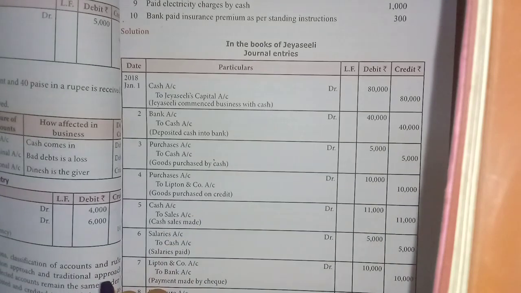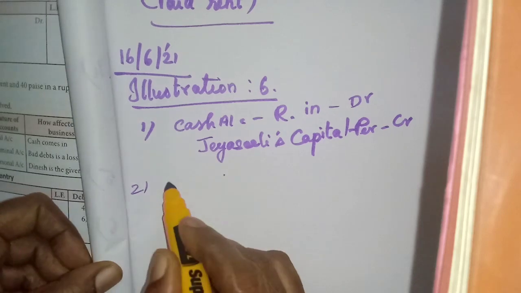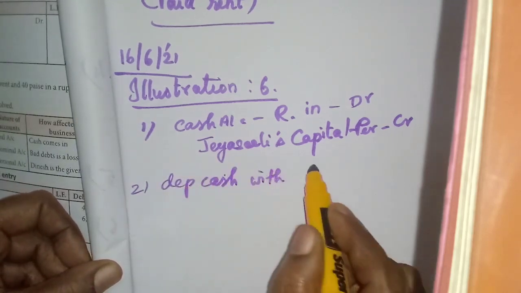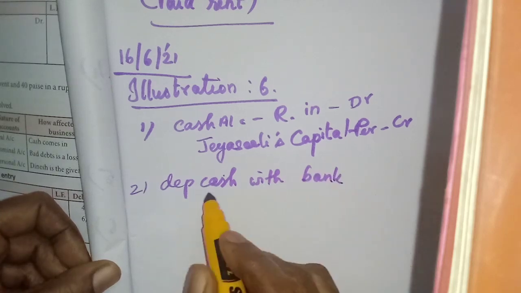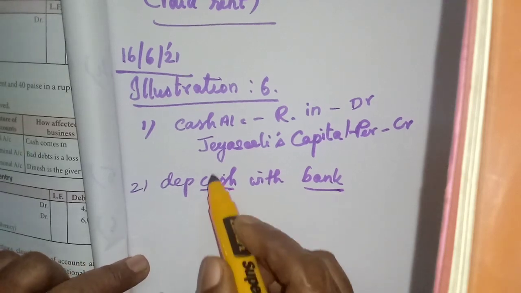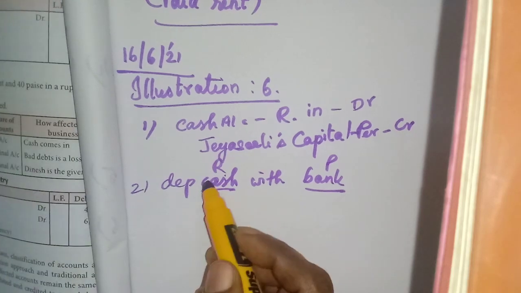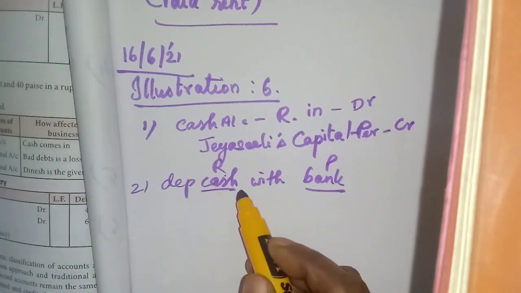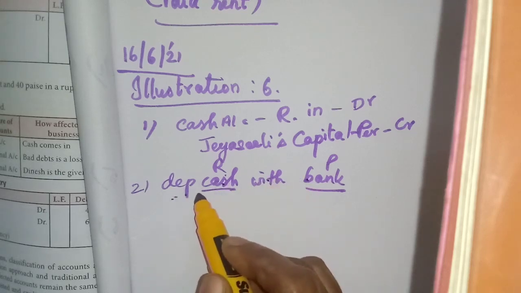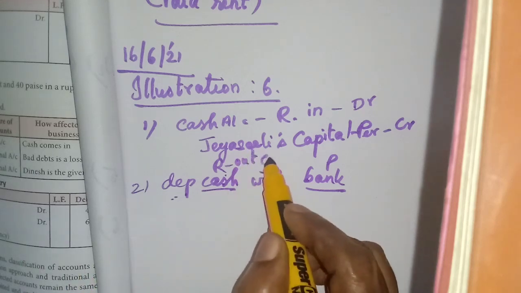Then the second one, deposited cash with the bank. Here what are the two accounts involved? One is cash, then the other is bank. Here cash is a real account, bank is a personal account. Here debit what comes in, credit what goes out. You understand the meaning of deposited cash with the bank. The cash is going out, so we should credit.